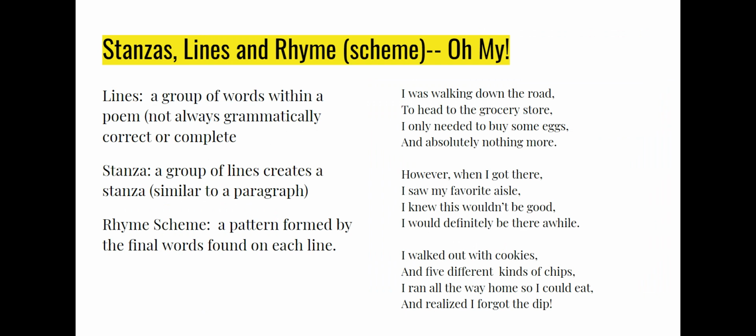So let's focus a little bit on this idea of elements of poems. So we have stanzas, lines, and rhyme scheme. Lines are a group of words within a poem. They're not always grammatically correct. You might not have complete sentences. You might have just one word on a line, and that's okay. A stanza is when you group a set of lines. It can vary. You probably could have one with just one line. You could have it with 2 lines. You could have a stanza with 6 lines, 8 lines. It depends on the style in which you're writing. And a rhyme scheme is a pattern formed by the final words found on each line.